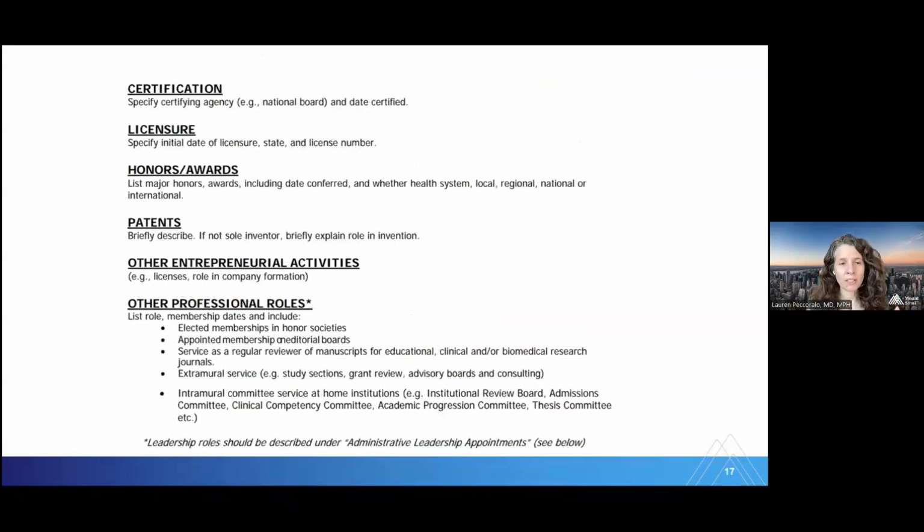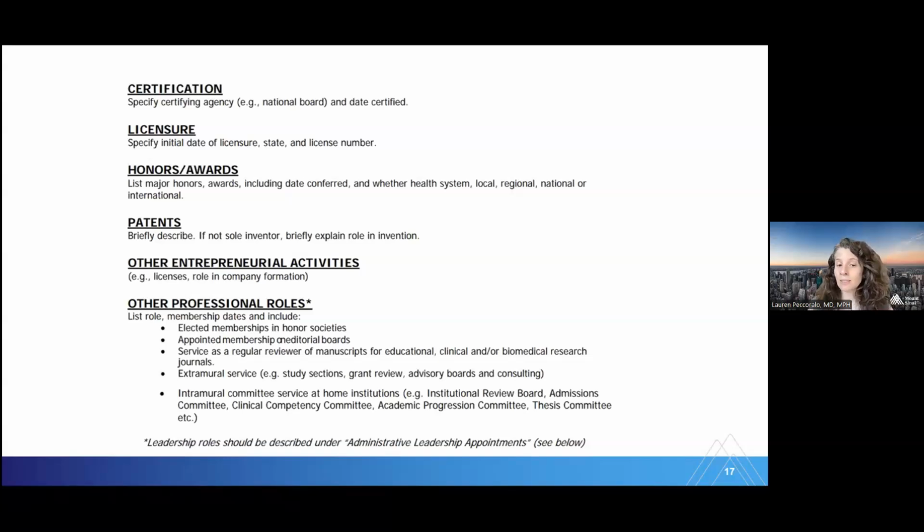Okay, so we did certification and licensure, then comes awards, patents, other entrepreneurial activities, and you'll see in a minute, there's a couple of things that I don't have, and then other professional roles. And I'm going to talk very briefly about this because this can get confusing. So other professional roles are generally not leadership roles. It's generally membership roles. And it could be service, but it's not leading.